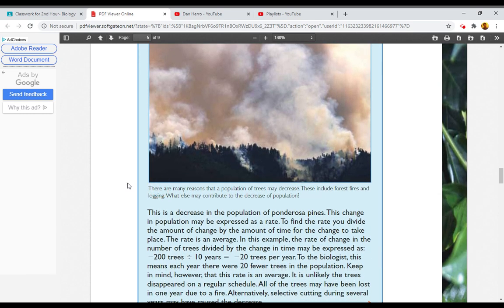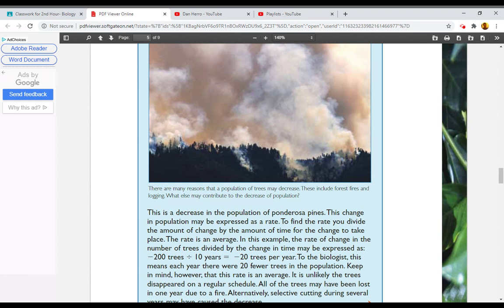There are many reasons that a population of trees may decrease. These include forest fires and logging. What else may contribute to the decrease of population? This is a decrease in the population of ponderosa pines. This change in population may be expressed as a rate.